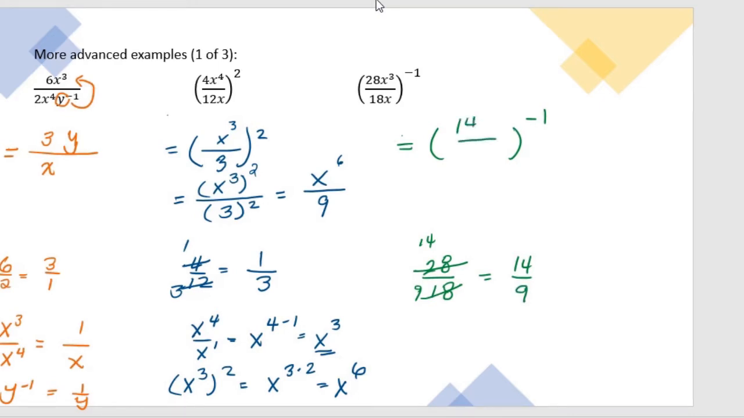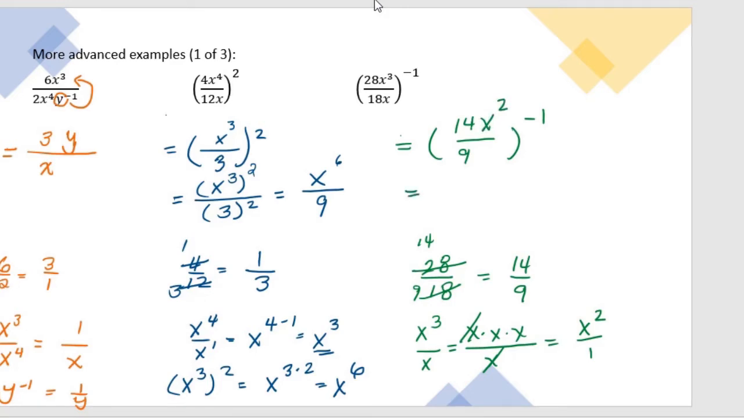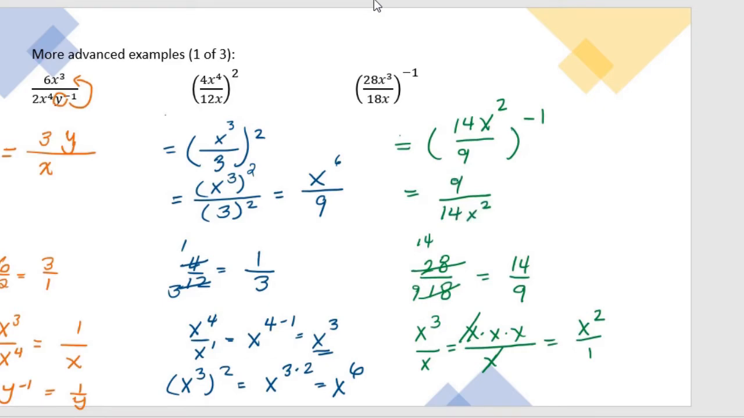So in terms of the numbers, I have 14 in the numerator and a 9 in the denominator. And in terms of the x's, I have 3 x's in the numerator and 1 x in the denominator, so I can cancel 1 from both top and bottom, and I'm left with 2 x's in the numerator. And of course, there would be a 1 in the denominator but we don't need to write that. So I've got 2 x's, x squared, in the numerator. Okay, and as a last step, I'm going to raise everything to the power of -1, which simply tells me that the 14x squared will end up in the denominator, and the 9 will end up in the numerator.